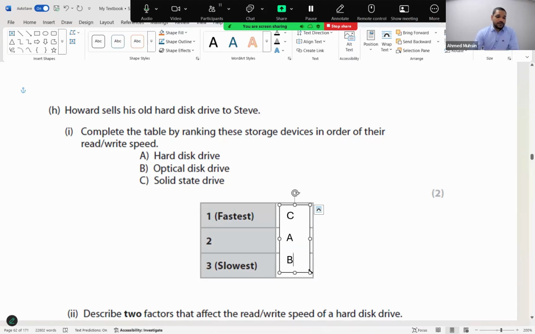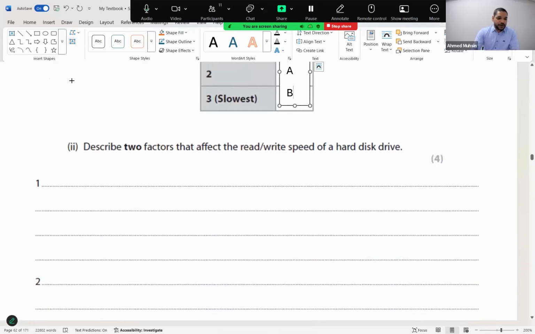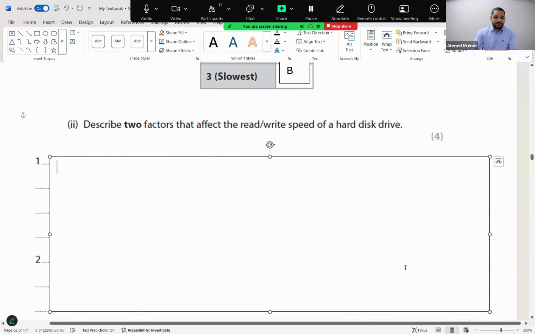Right. Describe two factors that affect the read-write speed of a hard disk drive. The speed of the platter. Speed of the platter, we never learned something like that.